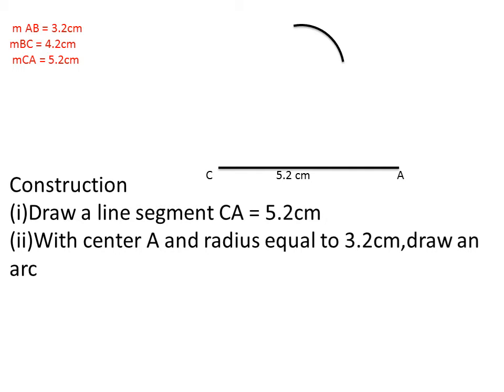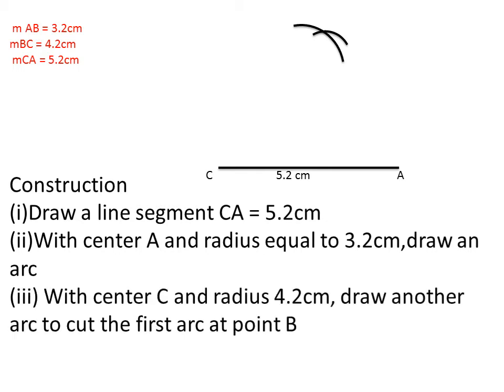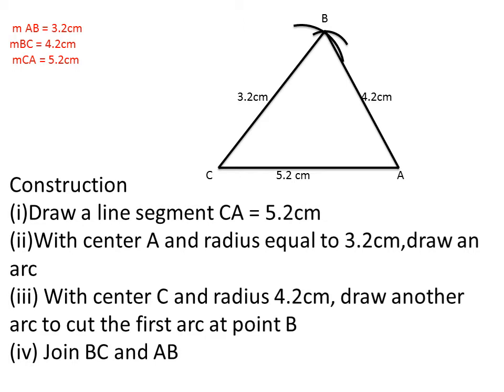Now you have to open your compass with radius 4.2 cm and draw another arc from point C which intersects the first arc at point B like this. Second arc ने first arc को cut कर दिया at point B पे. We can write this statement as with center C and radius 4.2 cm draw another arc to cut the first arc at point B. Now we have to join point B to point C and point B to point A. We can write it as join BC and AB. So ABC is the required triangle.